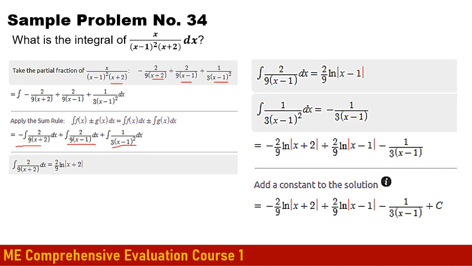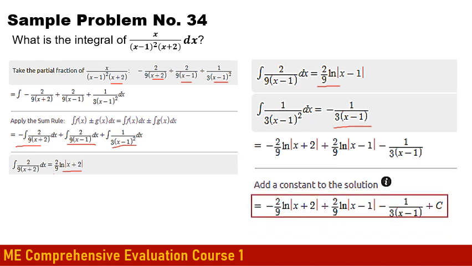So integrating the first term, it will become 2 over 9 ln x plus 2. For the second term, this will become 2 over 9 ln x minus 1. And for the third term, it will become negative 1/3 x minus 1. So putting all of this in the original formula, then we will get this one, and applying the constant, the solution will become negative 2 over 9 ln x plus 2 plus 2 over 9 ln x minus 1 minus 1 over 3 x minus 1 plus c.